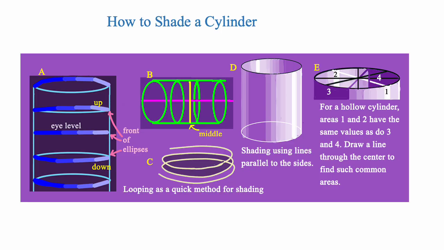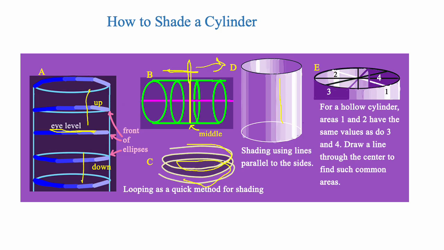A cylinder is made up of ellipses where the ellipse looks like a line at eye level, and then they get wider as they move away from eye level. If the cylinder is on the side, there's one point where the ellipse is a line, and then they get wider as they move away from that line. When shading cylinders like tree trunks, try to follow these ellipses, and looping is a quick method of doing so. For a shiny cylinder, however, the shading should be linear, parallel to the sides.